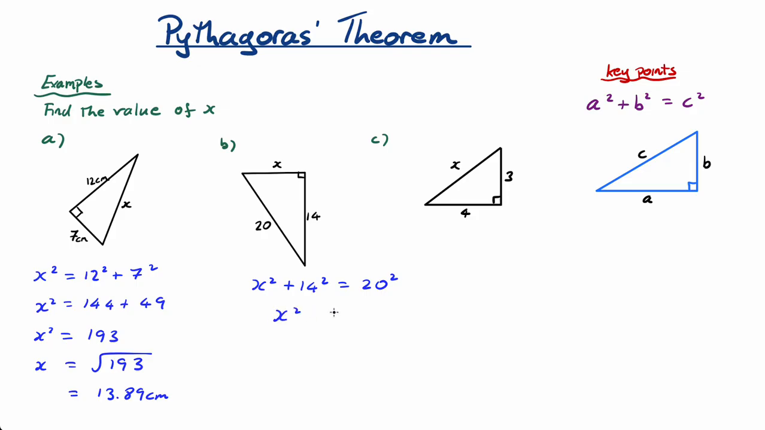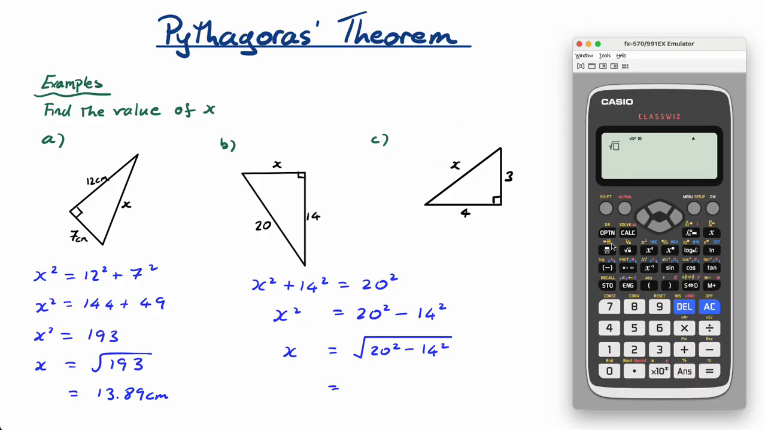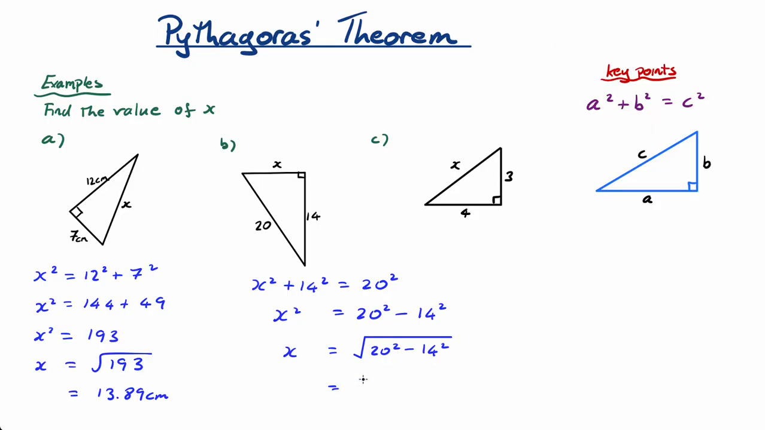I'm not actually going to square them. I'm just going to say x squared is 20 squared minus 14 squared. And then I'm going to say x is the square root of 20 squared minus 14 squared. And I can just put this straight into the calculator. So this is the square root of 20 squared minus 14 squared, 2 root 51, or 14.28. It's not centimeters or meters, so I'll just leave it.